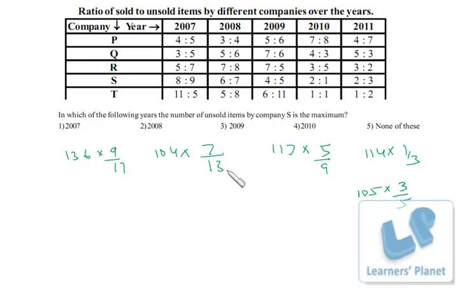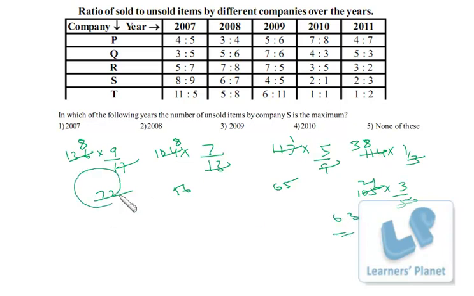Now we have to find out which one of them is the biggest. The calculation is very simple, so it's easy to do. 72, 56, 65, don't write if you don't want to, 38, 63. So highest is 72, year 2007.